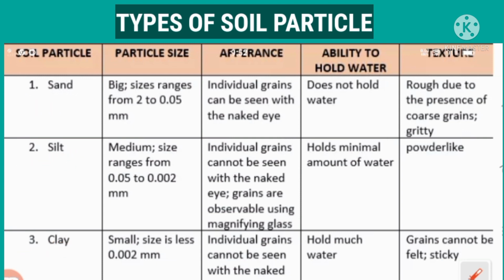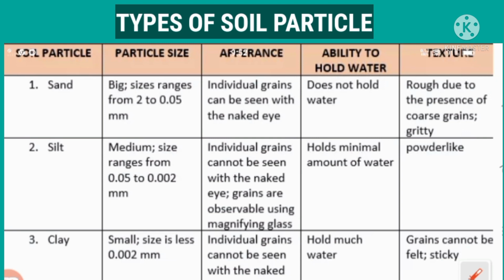Sand particle is big. The size ranges from 2 to 0.5 millimeters. Its individual grains can be seen with the naked eye, but it does not hold water. Its texture is rough due to the presence of coarse grain, and it is gritty.